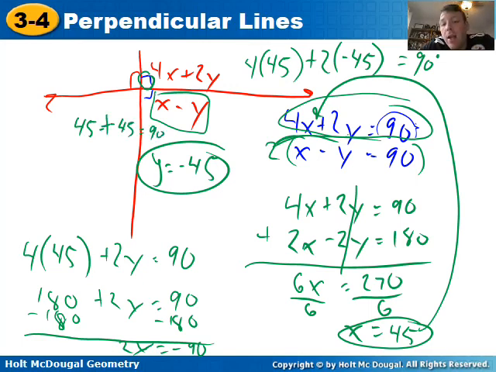So this is kind of how you're going to have to set these problems up. You're going to have to think about it: do I want to use substitution or do I want to use elimination? Usually you want to use elimination if you have an x and a y in both of the equations. Okay, so we're about done.